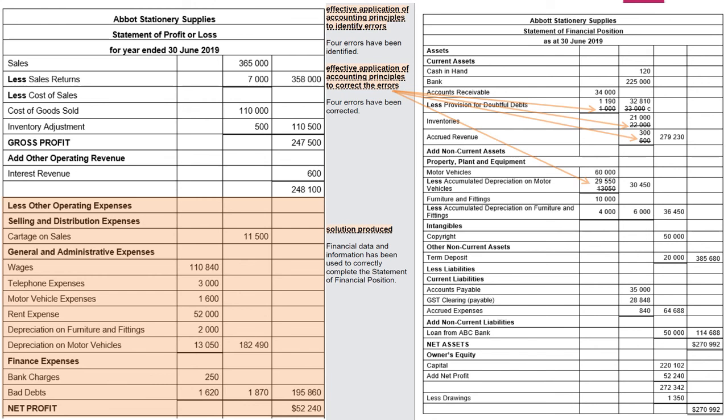If you look at our statement of financial position, also known as a balance sheet, we've adjusted the provision for doubtful debts to the 1,190. We worked it out. We've looked at inventories and we've adjusted that. Accrued revenue, we added the 300 to that. And that should just be 300. That 600 shows it's one of the errors we've made, or not we've made, the accountant before us. And then you also look at accumulated depreciation. We have new totals there.